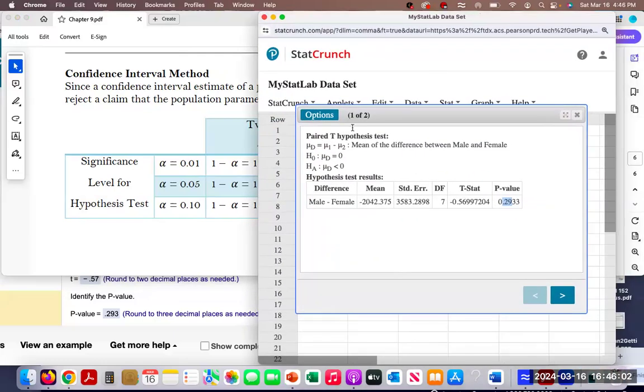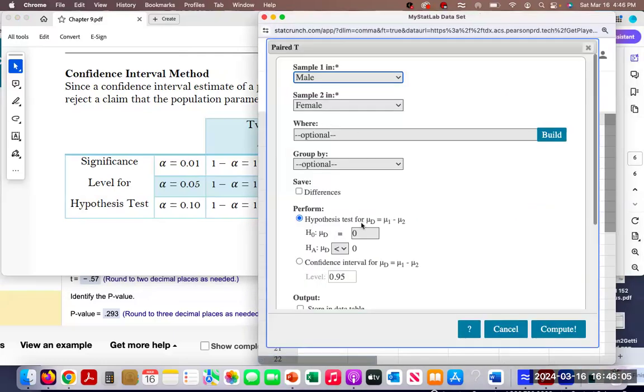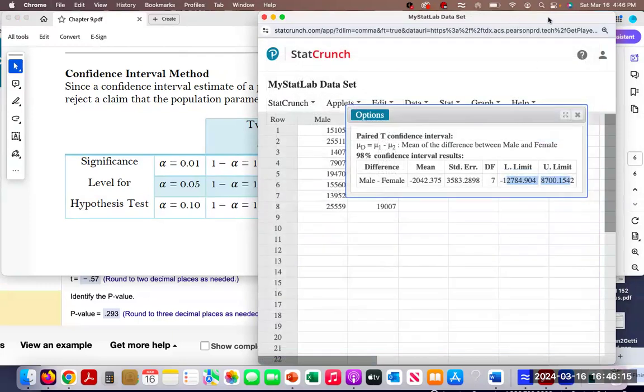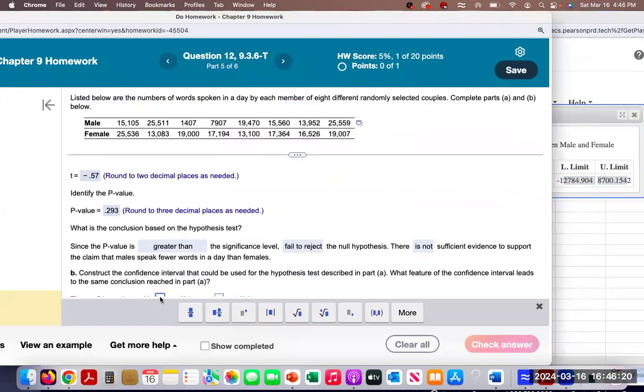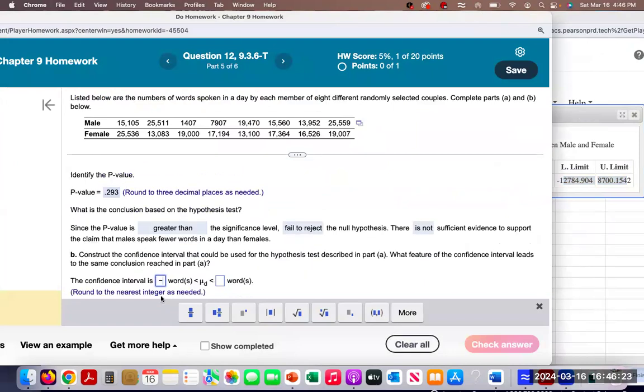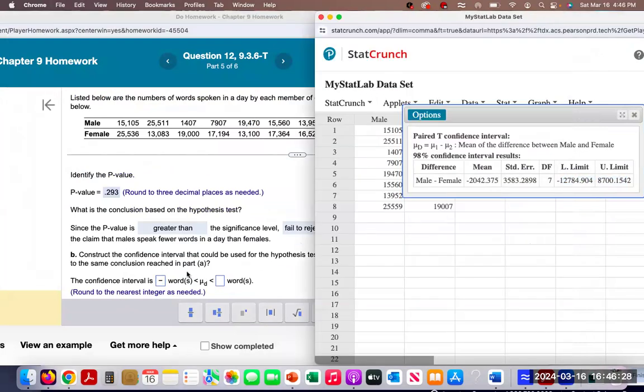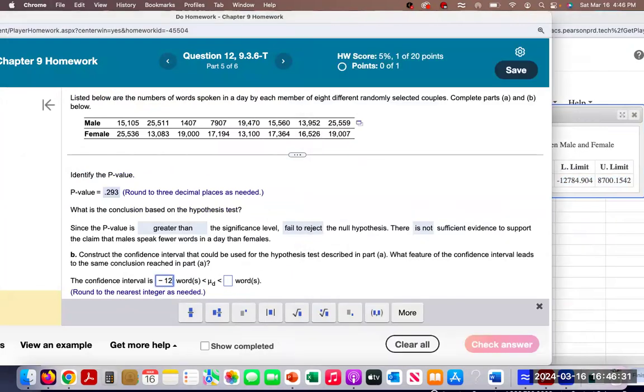So let's go back to StatCrunch, Options, Edit, select confidence interval, and choose 98%. So here are the lower and upper limits for the confidence interval. The lower limit is going to be negative 7,185, and the upper limit is going to be 8,700.